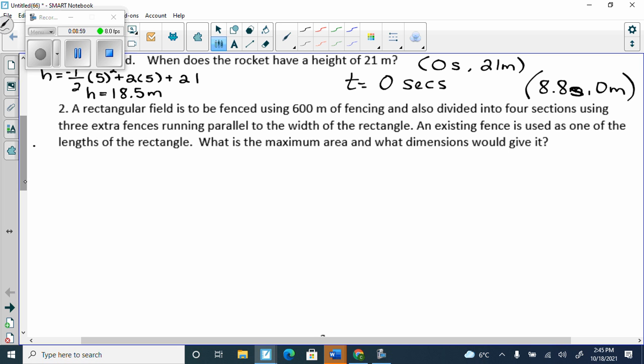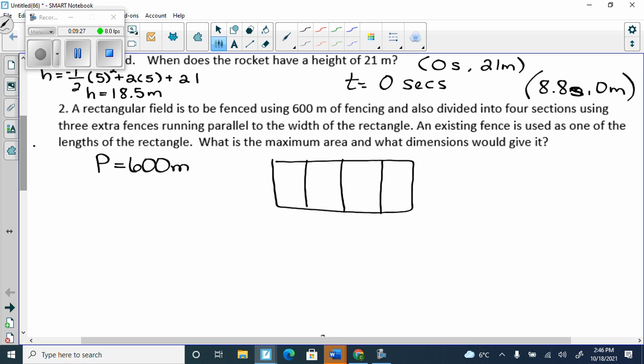So ready? This one says, a rectangular field is to be fenced using 600 meters of fencing. So what's that? Perimeter. The perimeter equals 600 meters. Perfect. We have one thing. And also divided into 4 sections using 3 extra fences running parallel to the width. Who cares? Okay. It is broken into 4 sections.